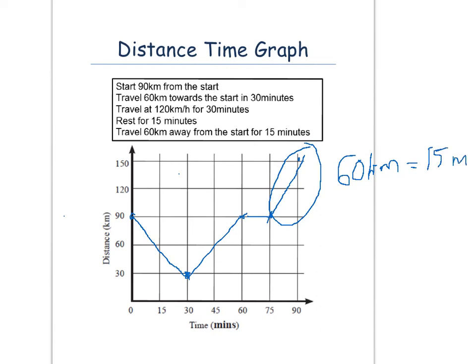So in an hour, which is 60 minutes, we must be going 4 times that. So we're going at 240 kilometres in 1 hour. So that's quite a speed.